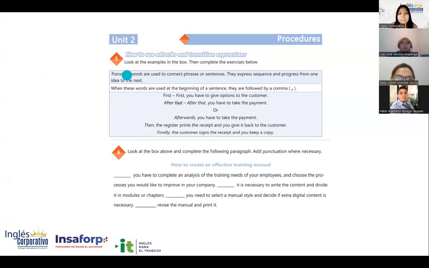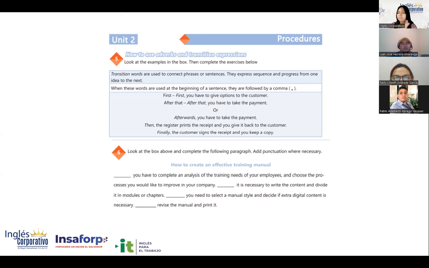So we have first, and we have the example. First, comma, you have to give options to the customer. After that, comma, you have to take the payment. Or we can say afterwards. Teacher, and what is afterwards? Afterwards is the same as saying after that.